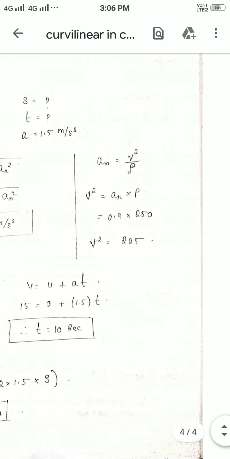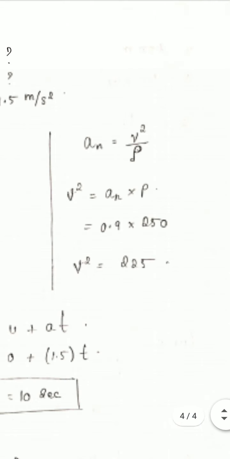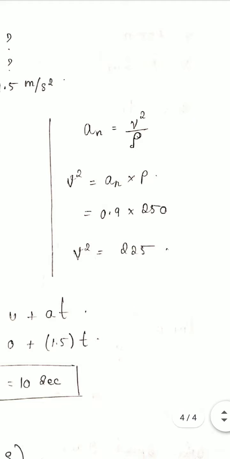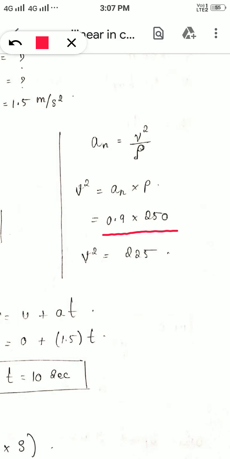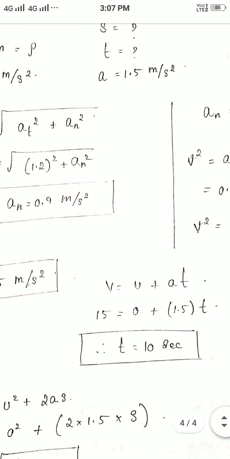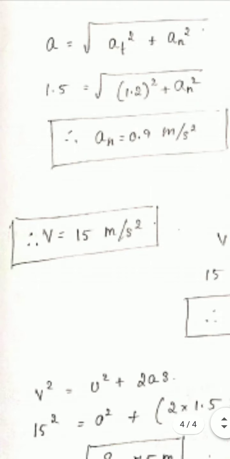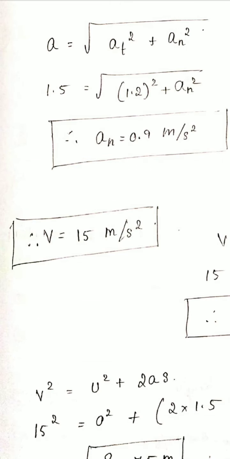With the help of an, we can calculate what is our V value. What is the formula? An is equal to V square by rho. From that, V square will be equal to an into rho. Rho is also known as radius, so we are substituting the radius value 250 and an value 0.9. This 250 is your radius. When you substitute that, you will get V square is equal to 225. From that you can easily calculate what is V. V is equal to 15 meter per second.